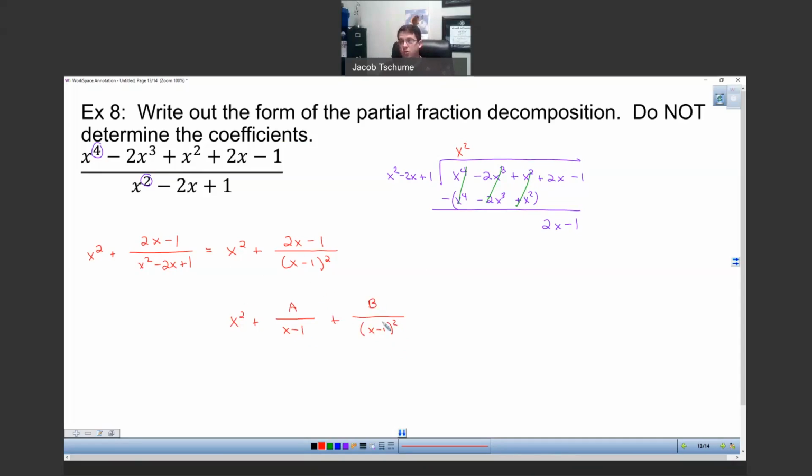Now on your homework, I have set it up to where on this type of problem, I don't want you to go any further. We could. This is actually one we can do by hand, but I'm not going to make you do that. We can just stop right there. So the final breakdown of this problem is x squared plus A over x minus 1 plus B over x minus 1 squared.